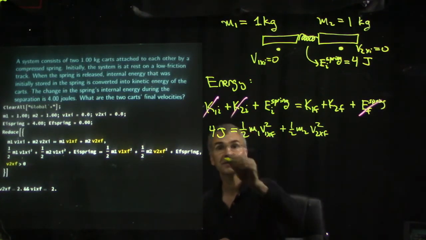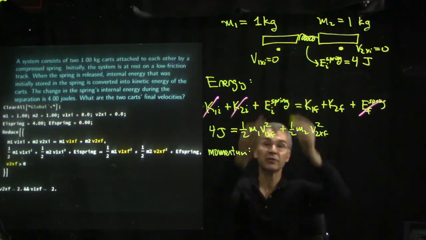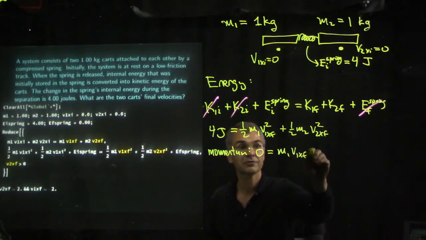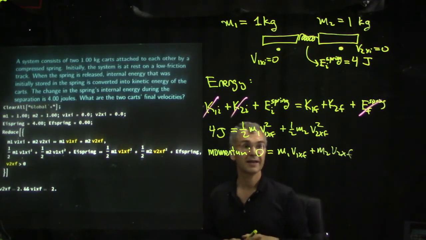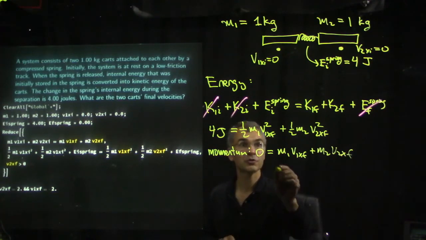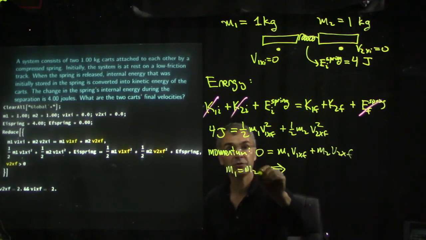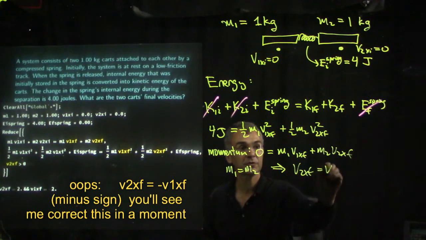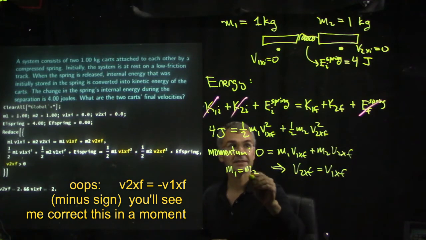And then we have momentum. So momentum tells us the initial momentum is 0. So 0 is M1 V1XF plus M2 V2XF. And then you know that M1 equals M2, so that gives us V2XF equals V1XF. And then we can eliminate one of those.